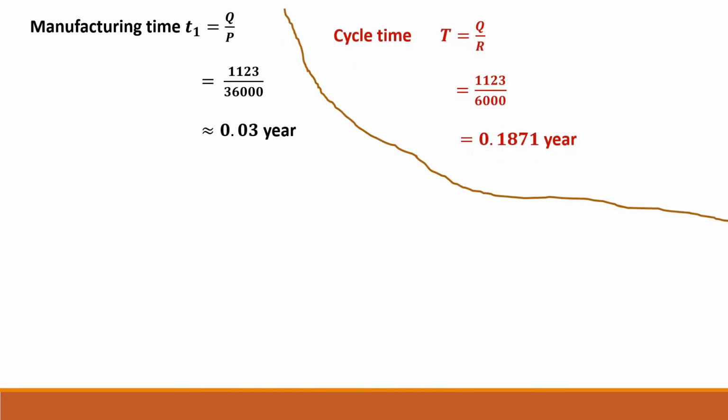And cycle time is Q by R. Q is 1123 and R given in the problem is 6,000. So cycle time is 0.1871 year. That means after every 0.1871 year, the retailer has to put an order.